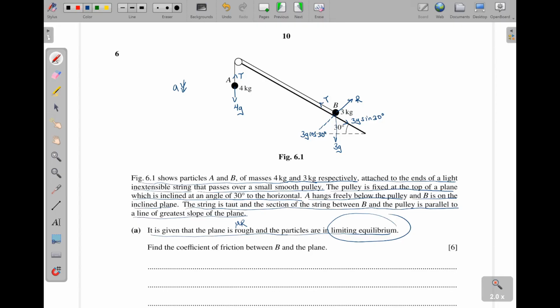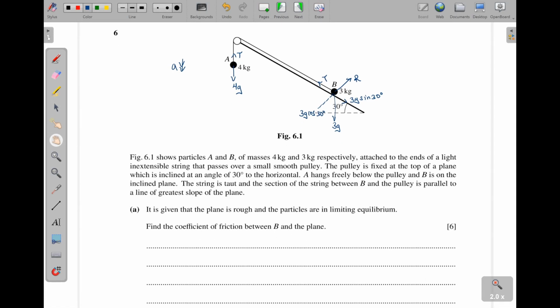Now, we are supposed to find the coefficient of friction between B and the plane, because it's rough. And since the system is in equilibrium, let me first put this one here. This one is expected to be accelerating this way. So we are going to have these forces equated, and also these forces equated for A. Here R is equal to this because we don't have the motion which is perpendicular to the plane.